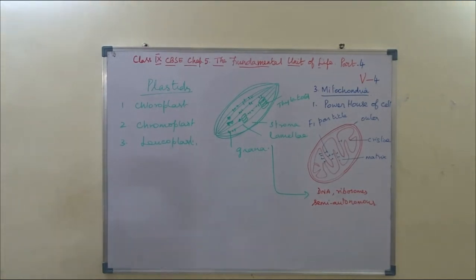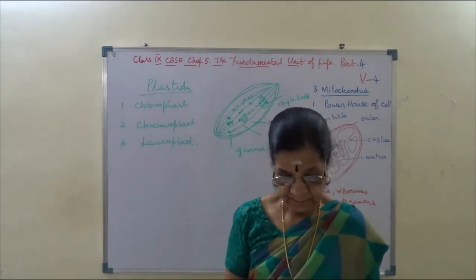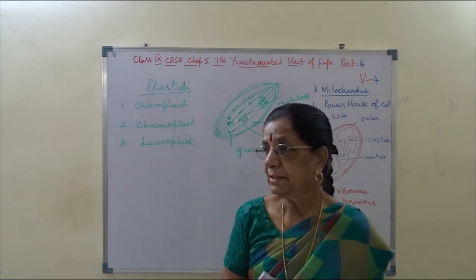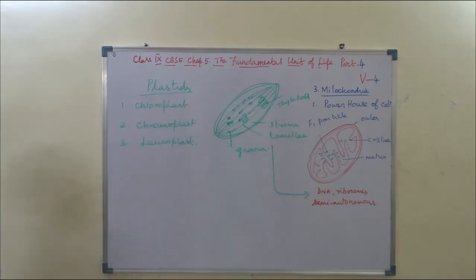I hope you understand this. So plastids are present only in plant cell. There are two types of plastids. Go through the picture.